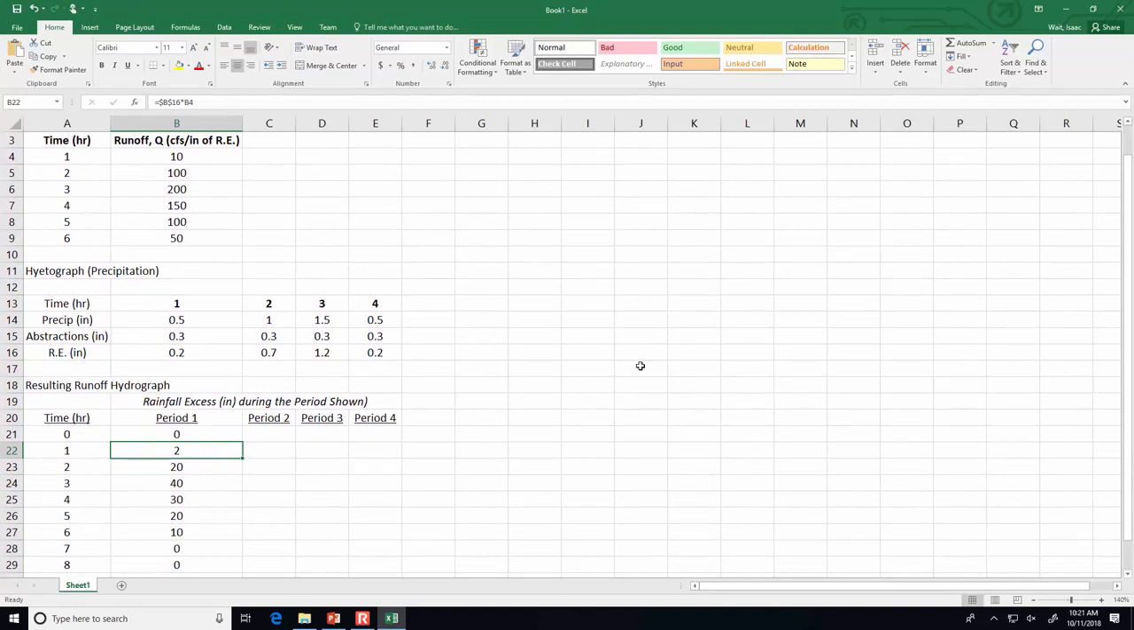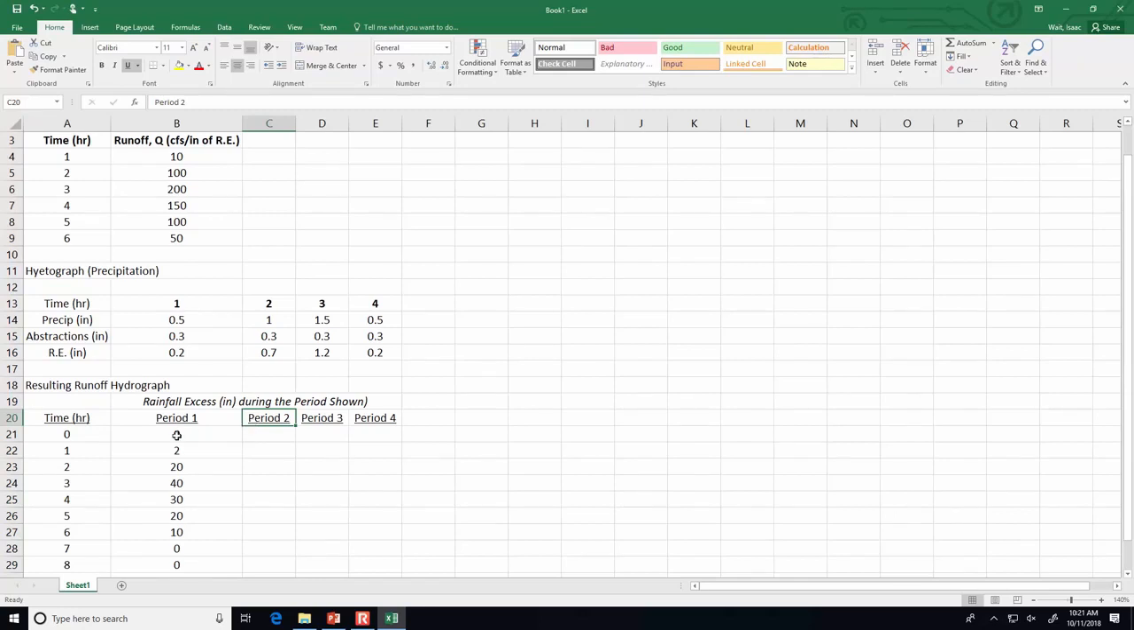Okay, now let me tell you about the most common mistake that people make. Now, this is what happened to the watershed during period 1. Period 1 was it rained during 0 until 1. When is it raining during period 2? That's right. It's raining from 1 to 2. So that's later than the first period was.